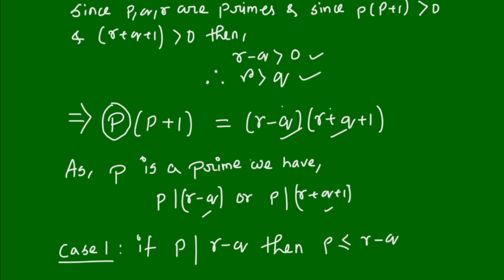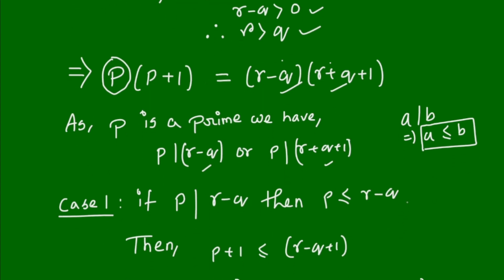So let's take the first case. If p is dividing r - q, then p must be less than or equal to r - q. If a divides b, then you can be sure that a is less than or equal to b for positive integers. Since p and r - q are all positive, if p divides r - q, then p must be less than or equal to r - q. What does this lead us to? This leads us to the fact that p + 1 should then be less than or equal to r - q + 1, and we're trying to show some kind of contradiction here basically.